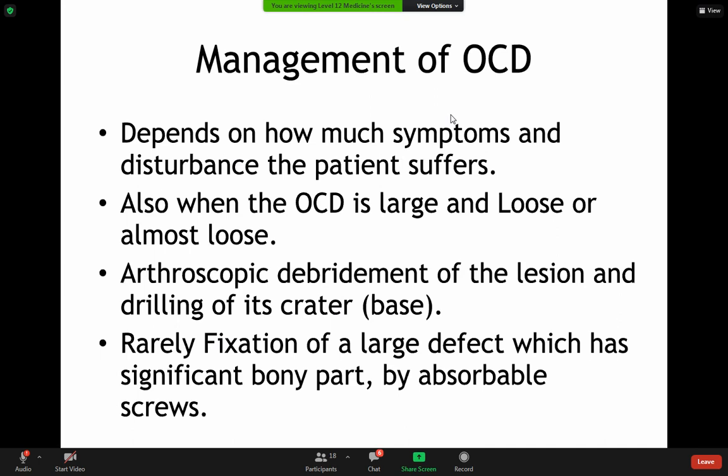Management of OCD depends on how much symptoms and disturbance the patient suffers. So when the OCD is large and loose, or almost loose, then this pushes us more to surgical treatment, which can be in the form of arthroscopic debridement of the lesion and drilling of its crater or the base. Very rarely we can do fixation if there's a very large defect, which has a significant bony part, and we fix it with absorbable screws that after a period of time are absorbed and don't stay in the joint.